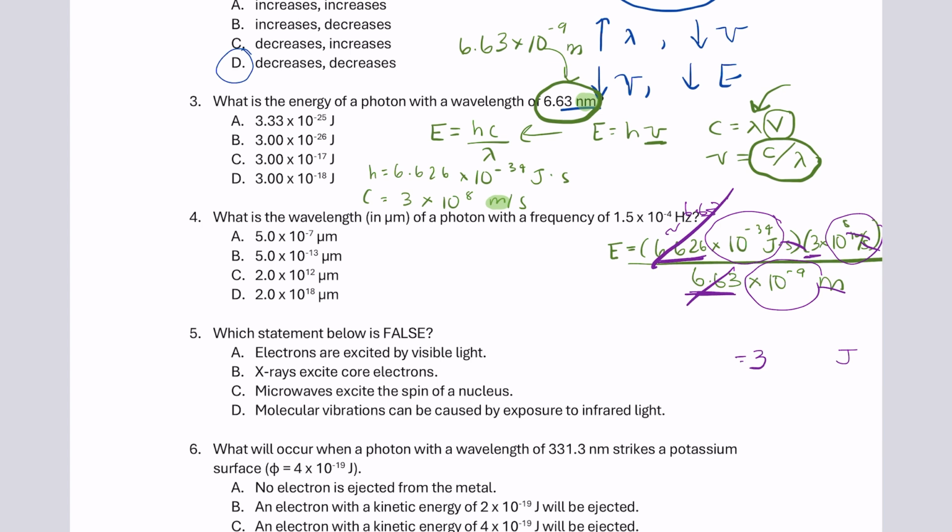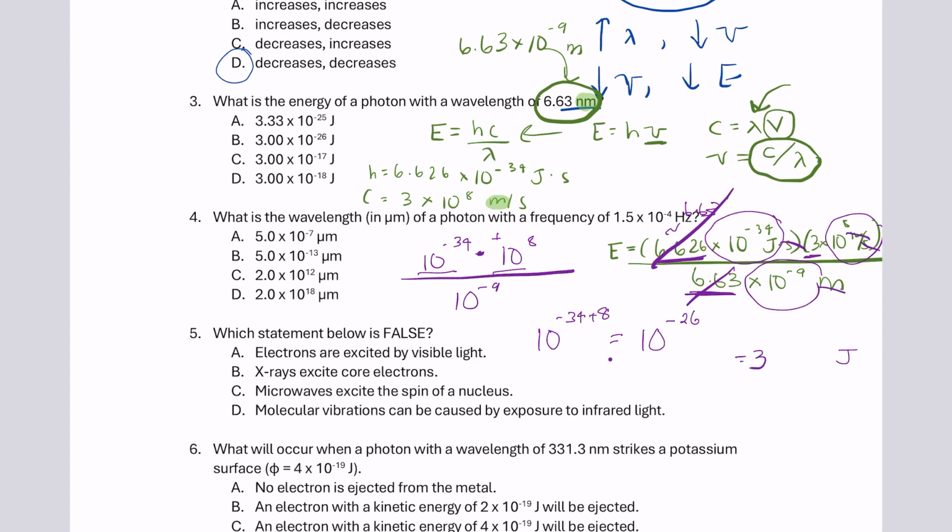In the numerator, we have 10 to the negative 34 multiplied by 10 to the 8, and that's divided by 10 to the minus 9. To do the numerator first, when you're multiplying these together, you simply have to add their exponents. So 10 to the minus 34 multiplied by 10 to the 8 is just 10 to the minus 34 plus 8. And that's going to be equal to 10 to the minus 26.